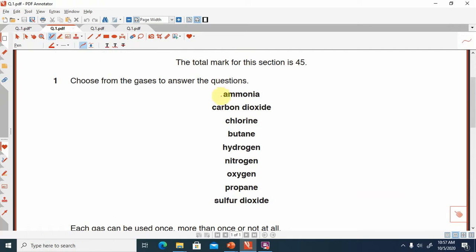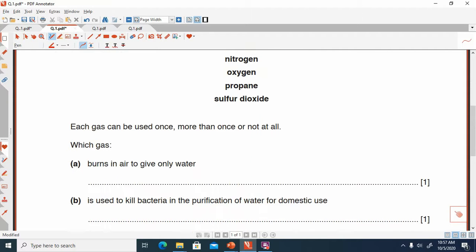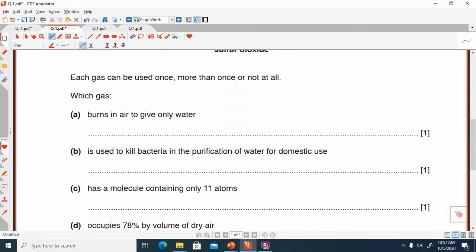Now look at the words like ammonia, carbon dioxide, chlorine, butane, hydrogen, nitrogen, oxygen, propane and sulfur dioxide. These are the words given, and we have to match them with these sentences. Now look here. Number 1 is that it burns in air to give water only.